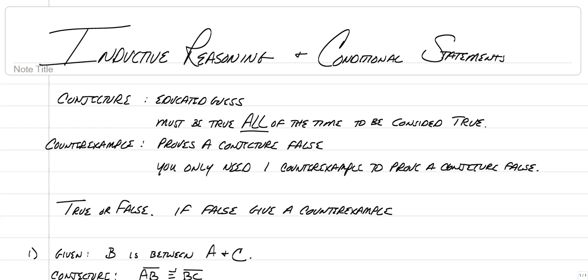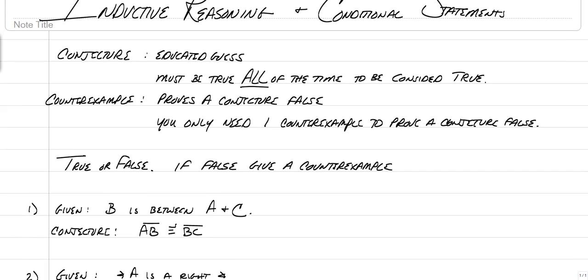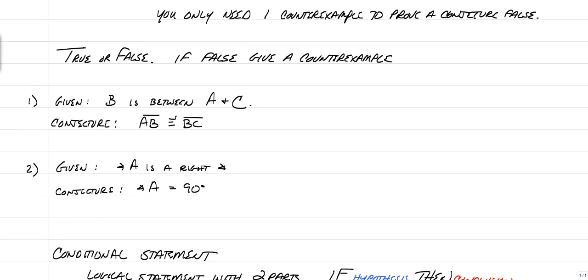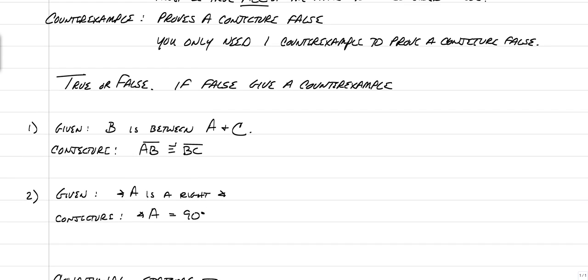So it makes a lot more sense when you just talk about some examples. We're going to talk about these two. So first we're going to say if it's true or false. If it is false, you must give a counterexample. If you cannot think of a counterexample that proves it false, that means it is actually a true statement.